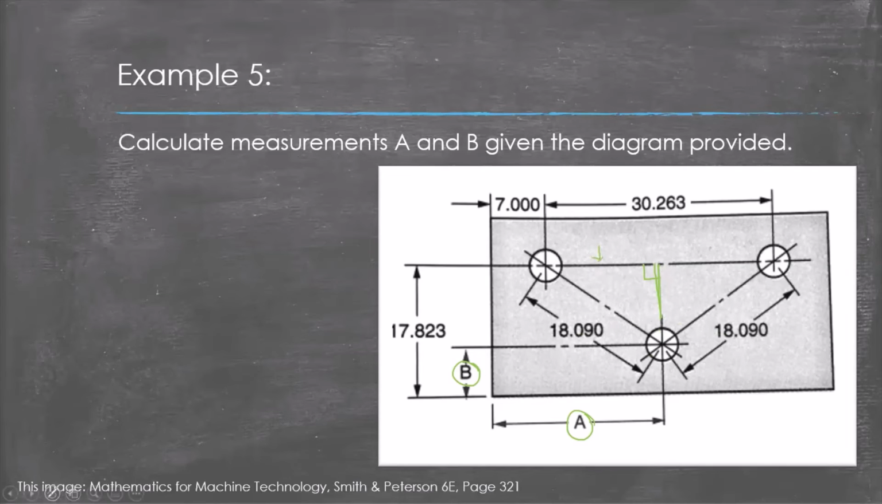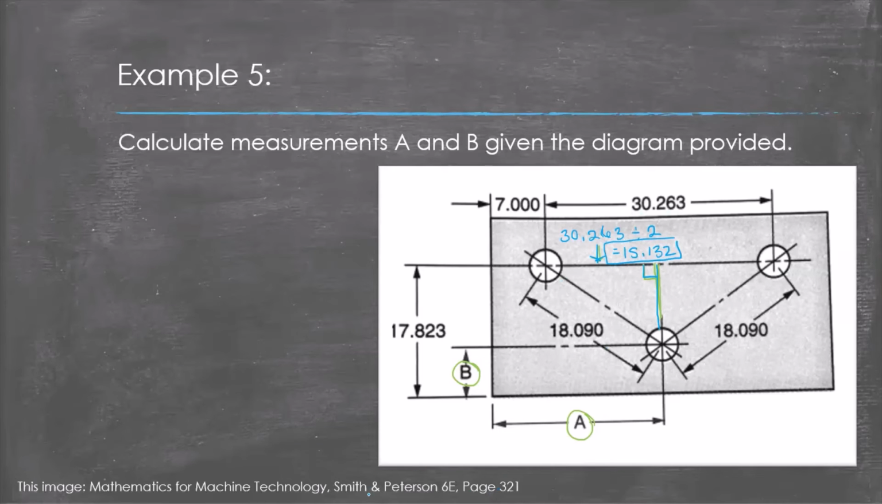In order to figure out the length of this distance, because we're going to need it for the whole triangle, we're going to take our overall length, center to center, and divide it by 2. So 30.2663 divided by 2 leaves us with a measurement of 15.132. So that gives us that measurement.